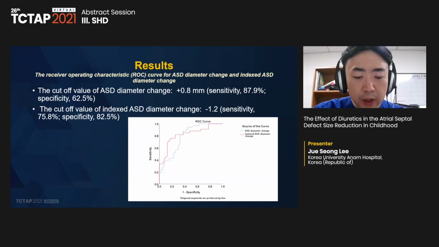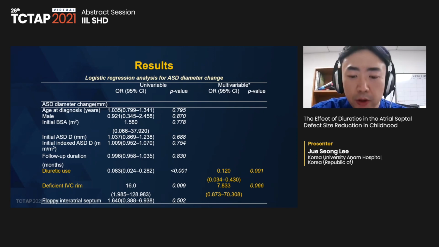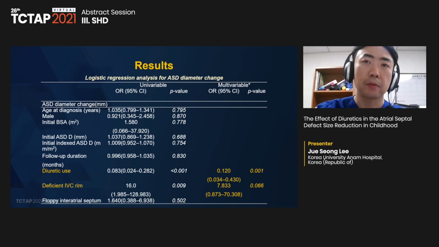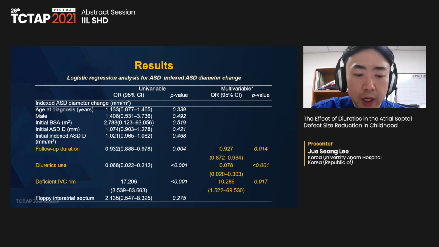And then for the identification of the factors affecting the ASD size change, the optimal cutoff diameter change and indexed diameter change values were calculated. In the multivariable analysis, the use of diuretics was the only significant factor independently associated with the diameter decrease, and limb deficiency showed borderline significance for diameter increase. And in the multivariable analysis for indexed diameter change, the use of diuretics was the most powerful factor associated with the reduction in the indexed ASD diameter.